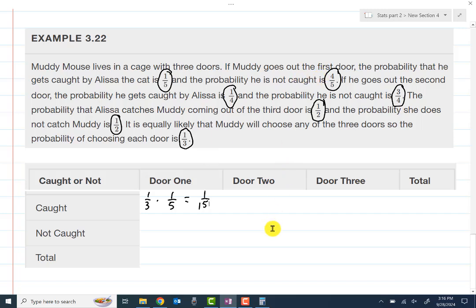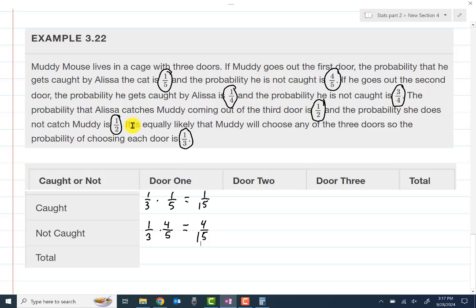Not caught is 4/5, so we're going to do 1/3 times 4/5. And remember, when you multiply fractions, you multiply across the numerators and you multiply across the denominators. So this is going to be 4/15. I don't think there's really any reason to go to decimals here. It might just make things a little messier, unless they go about asking you more detailed questions, then you can convert later on.